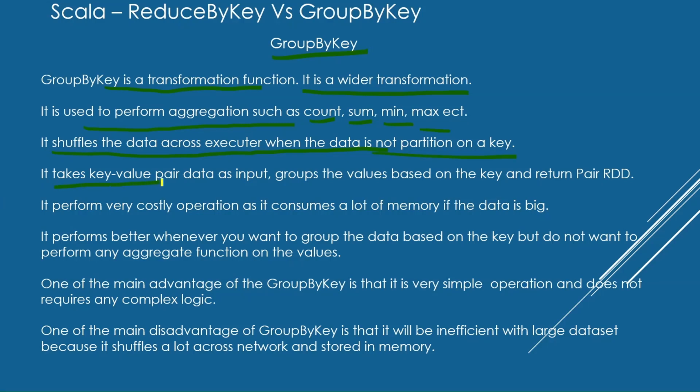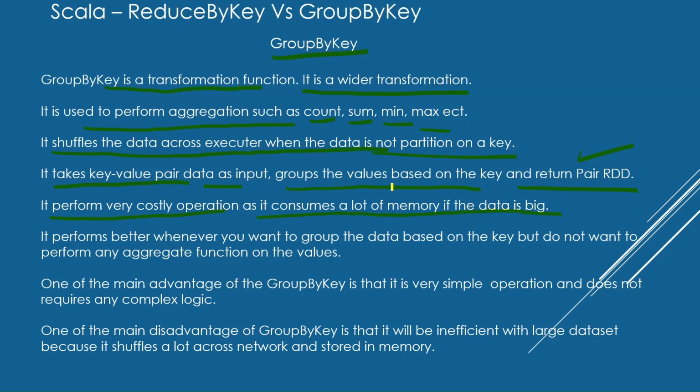It takes key value pairs as data input, groups the values based on the key, and returns a pair RDD. So this is very important: group by key always takes place over a pair RDD, or we can say the data which is present in key and value pairs. It groups the values based on each key and returns a pair RDD. It is a very costly operation as it consumes a lot of memory if the data is big.